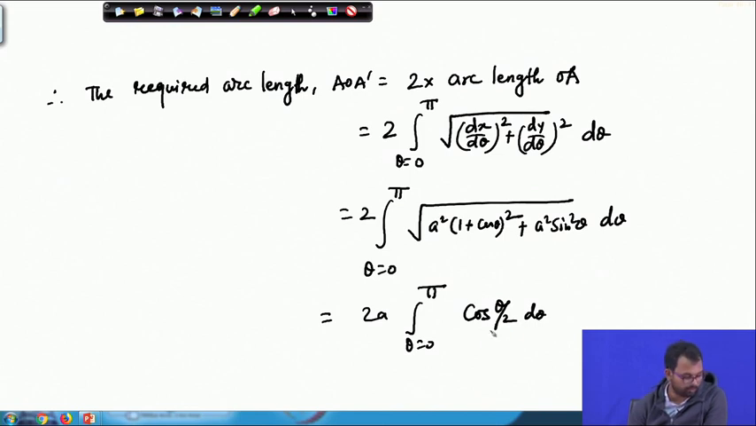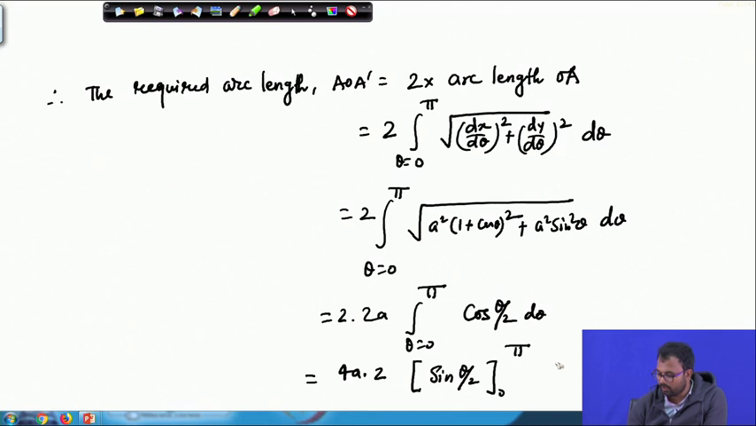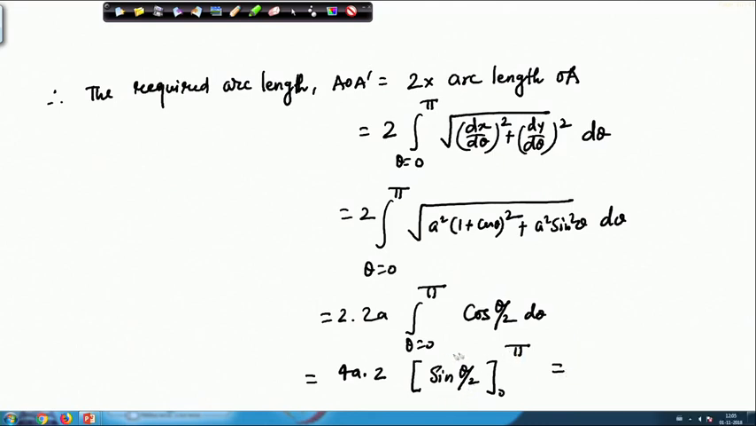So, ultimately we will be able to obtain 2 a cos theta by 2, and we have another 2 here. So, this will be 4 a, and once we integrate this thing, it will reduce to 1 by 2. So, there will be a 2 here, and cos theta by 2 will reduce to sin theta by 2, integral from 0 to pi. So, when theta is pi, then in that case this is sin pi by 2, and when theta is 0, then sin 0 is 0. So, 4 a times 2, and then sin pi by 2 is 1. So, 1, that means 8 a.